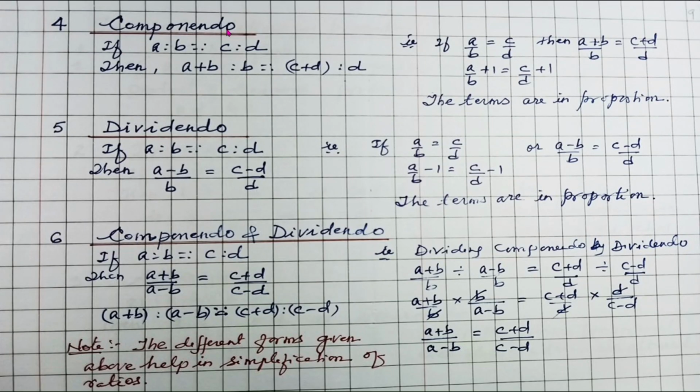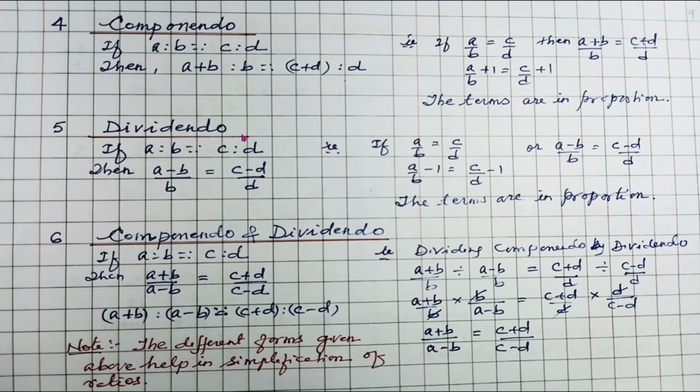Then we have componendo. In componendo, what we have to do is, A is to B is proportional to C is to D. Take the ratio of A upon B and C upon D, add 1 on both sides, we get A plus B by B and C plus D by D, and they are again in proportion, and that is called componendo. So componendo is if A is to B is proportional to C is to D, then A plus B is to B is proportional to C plus D is to D. So that is called componendo.